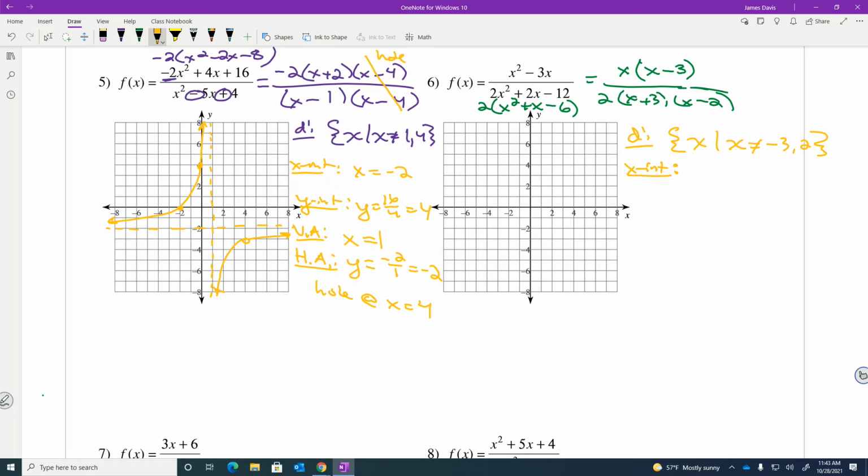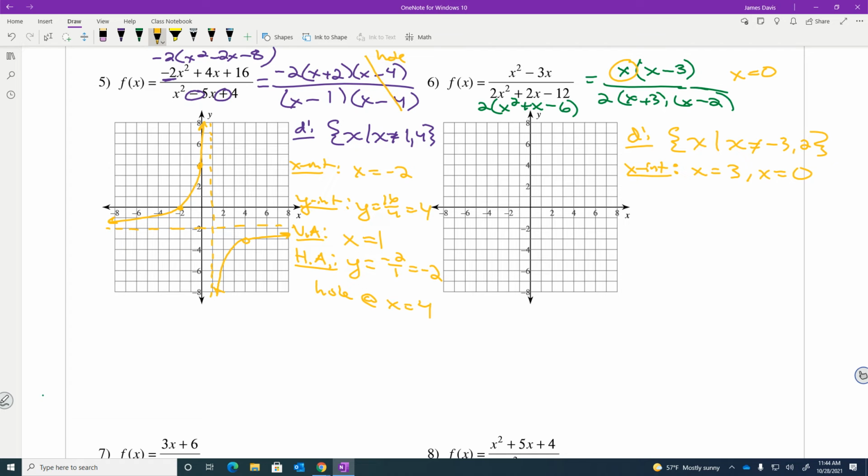And then x-intercepts, so the zeros of the numerator. What are the zeros? 3 definitely is, and this one also we have to take as well. We set x equals 0, we just get 0. So both of those are x-intercepts.